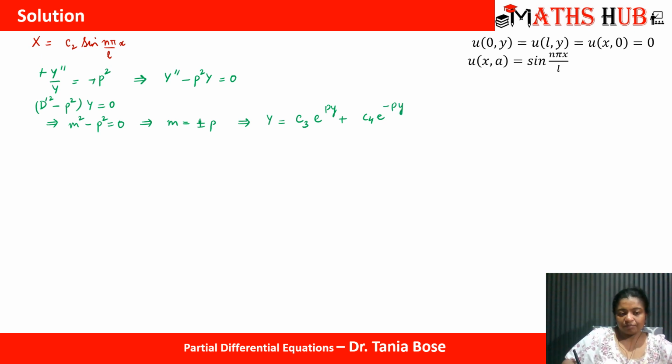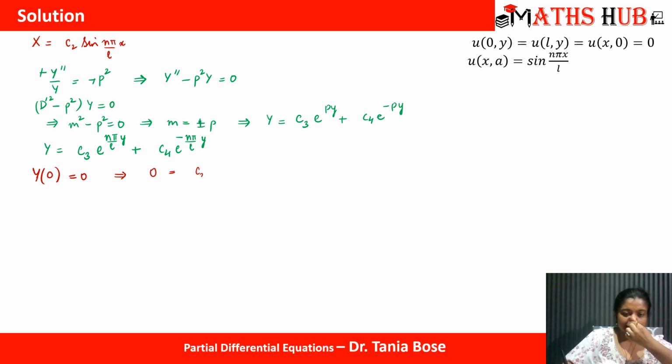And then we can put the value of p, it will be c3 e raised to power n pi by L into y plus C4 e raised to power minus n pi by L into y, right? Now, the third condition was on the variable y. So, y at 0 is equal to 0. So, this will imply 0 is equal to, let's put y equal to 0. So, we will get C3 into e raised to power 0 is 1. So, we will get C3 plus C4, right?